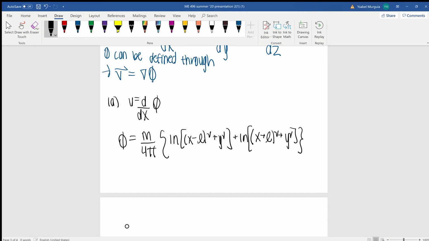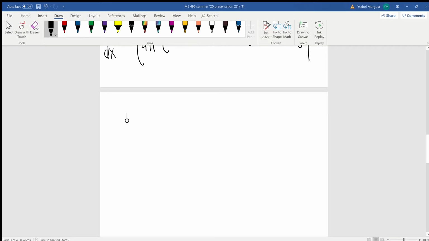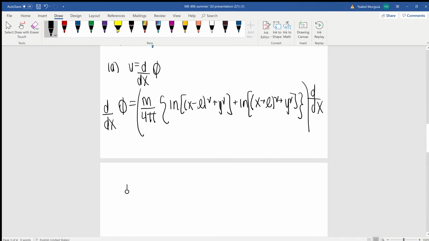Okay, so that is phi. And we do want the u component of that. So in order to find the u component, we do have to take the derivative with respect to x of phi. So we will take the derivative with respect to x of this whole thing. Okay. So solving for that, I have solved this separately just for the sake of time and for math purposes. When we do that derivative, this is now going to be u, right? Because u is the derivative with respect to x of phi.